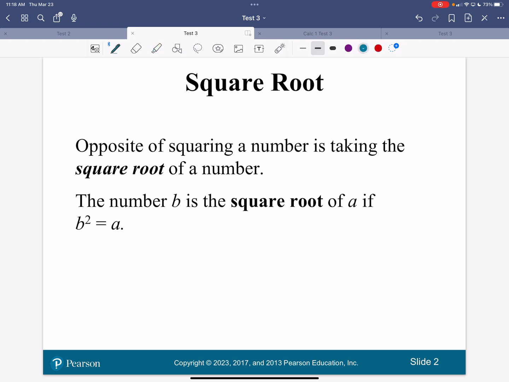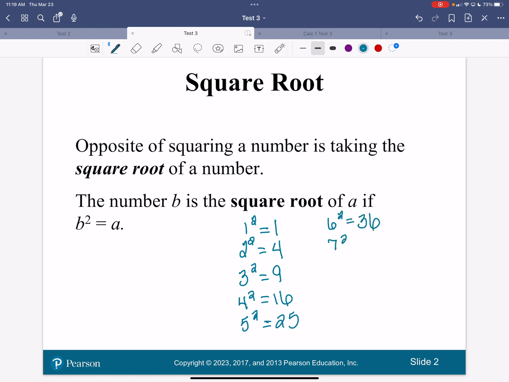So let's talk about what is 1 squared. Good. What's 2 squared? 3 squared. Good. 4 squared. 5 squared. 25. 6 squared. 7 squared. 8 squared. 9 squared. And 10 squared.